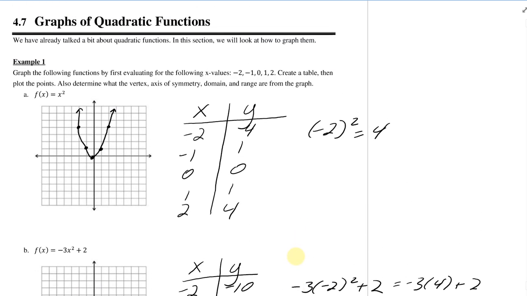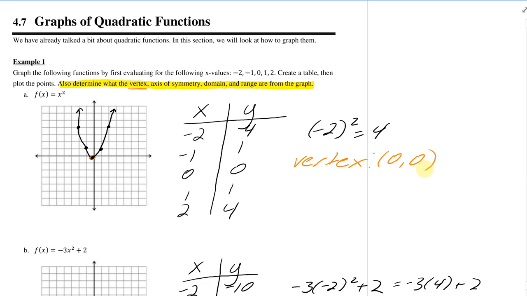Okay, so now that we've done that, now we can actually look at the other part of this question, which says, determine what the vertex, axis of symmetry, domain, and range are from the graph. Okay, so the vertex, remember the vertex is either the highest or lowest point. So the vertex, I'll just highlight it in orange here. So here's the vertex here. So my vertex here looks like 0, 0.